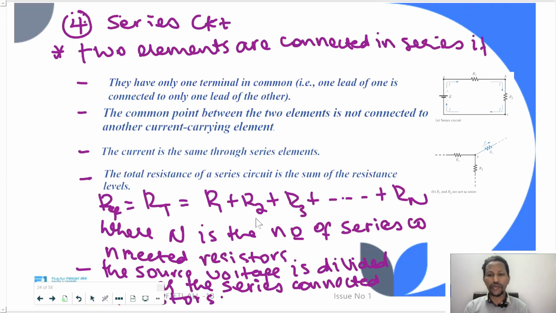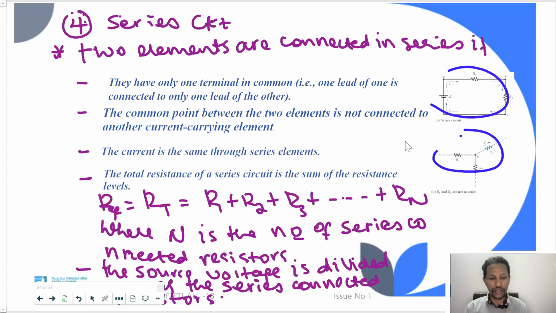When it comes to series circuits, we can consider two elements to be connected in series if they have only one terminal in common, one lead of one connected to only one lead of the other. As you can see, this circuit is series connected resistors. If the common point between the two elements is connected to another current carrying element, then you can consider these elements are not connected in series.